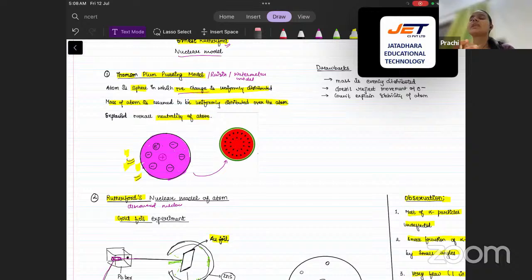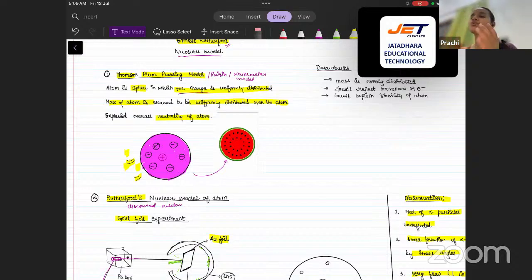Also he was able to explain the neutrality of the atom. So basically, the picture according to J.J. Thomson should be like we have the positive charge which is evenly distributed, and onto that we have the electrons. So it would look something like a watermelon. But there were a few drawbacks to his model: he was not able to explain the stability of the atom, and also according to him all electrons were static, which was not the case.